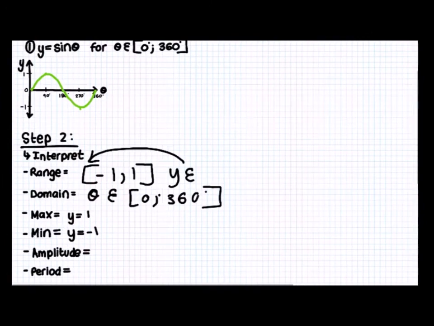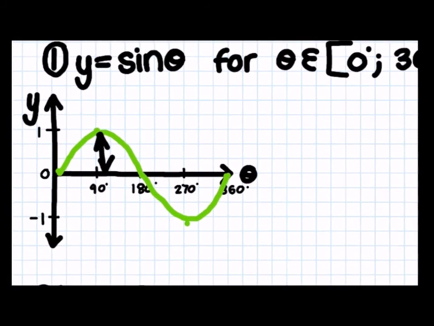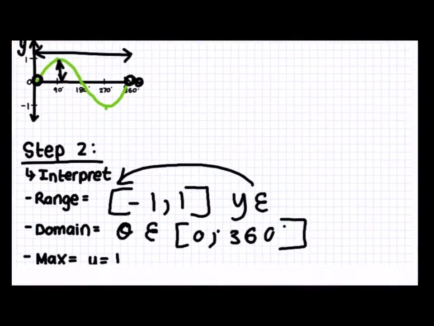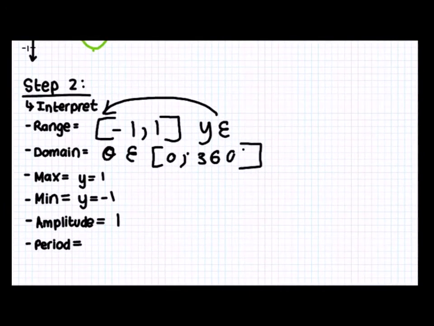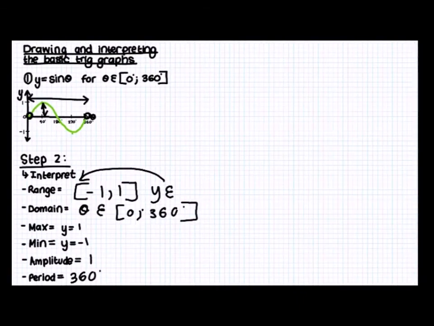And then the amplitude and the period. So as we said, the amplitude is always this length here from the 0 to the maximum value. So once again, we see that that's actually 1. And the period is from the start of the wave here all the way to the end of the wave here. And again, it's 360 degrees. Okay, so amplitude we had 1, period is 360 degrees. Okay, so that's how you do the drawing and interpretation of the sine graph.